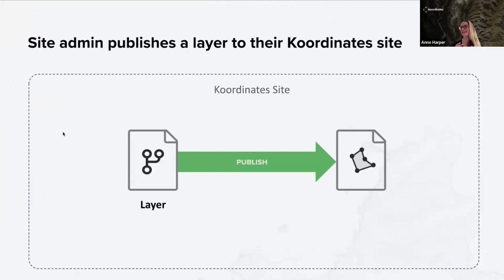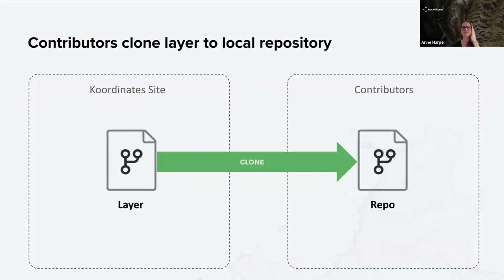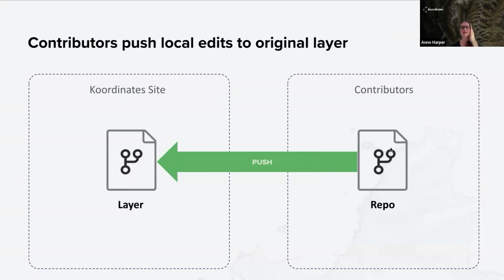I'm going to step through each step again just to make it really clear. A site administrator currently publishes a layer, and you may be familiar with Coordinates where you can download this layer or stream it as an API. What changes with the multi-user editor is that now the contributors can clone that layer down and save it as a repo. The contributor edits it using ArcGIS Pro, QGIS, or FME, and they can then push their changes back into that master layer.